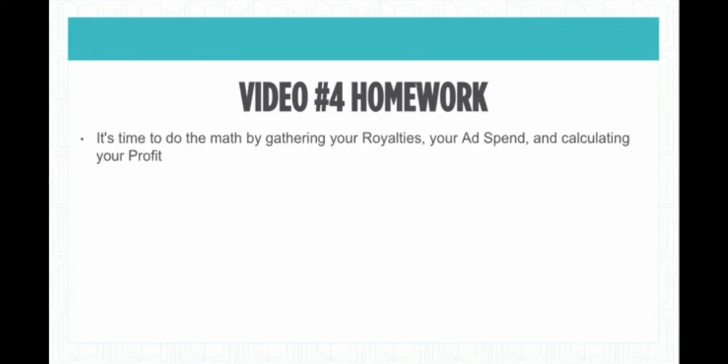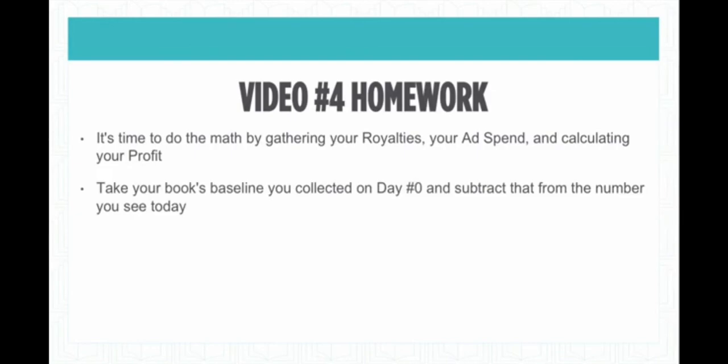It is time to do the math. You're going to gather your royalties from the KDP Beta dashboard or from Book Report or whatever you use. You're going to gather your ad spend from the ad dashboard, and then you are going to calculate your profit. So you take your book's baseline that you collected on day 0 and subtract that from the number you see today. So that 208 minus the 107 or so gets to 100.